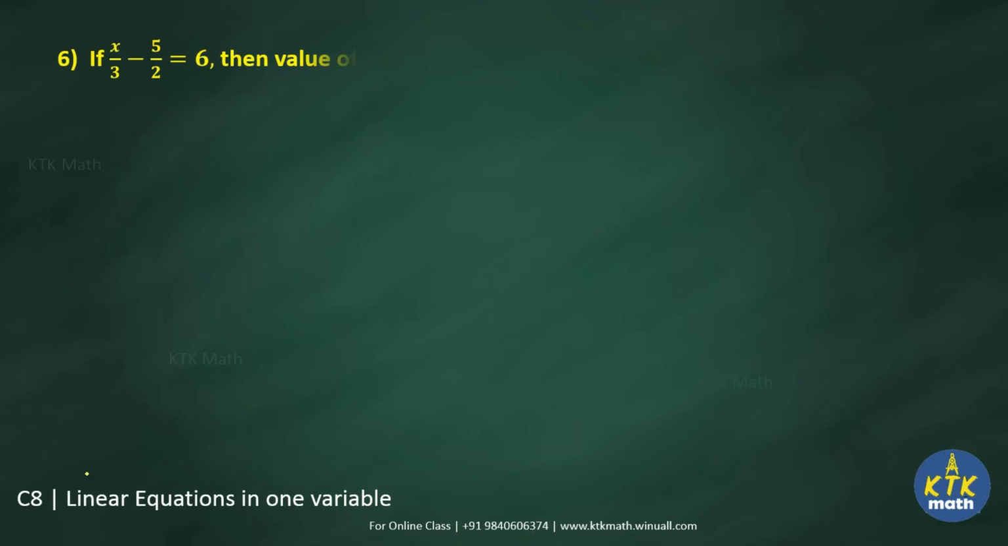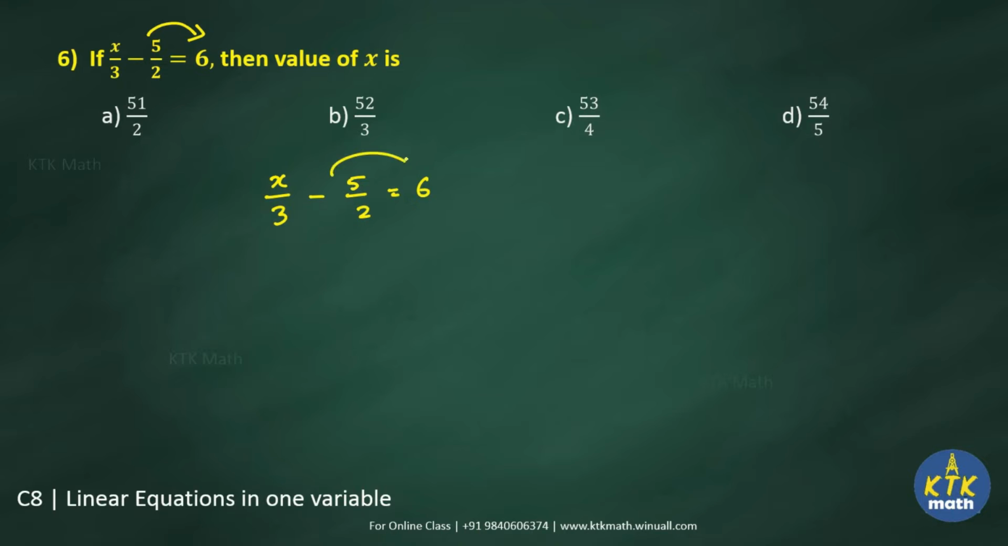Now question number 6. This one again we need to solve, but here there are two ways we can solve. One is you can simplify the left hand side and then solve, or otherwise you can directly move this negative 5 by 2 to the opposite side and simplify. It's your choice. Either way we will get the same answer. So just write the question: x by 3 minus 5 by 2 is equal to 6. First I need to shift this term to the opposite side, exactly like what I did in the previous question. So this minus 5 by 2 when transformed to the opposite side will become plus 5 by 2.